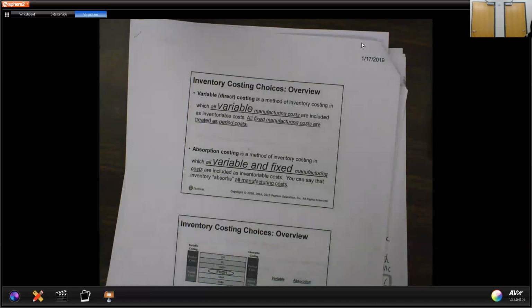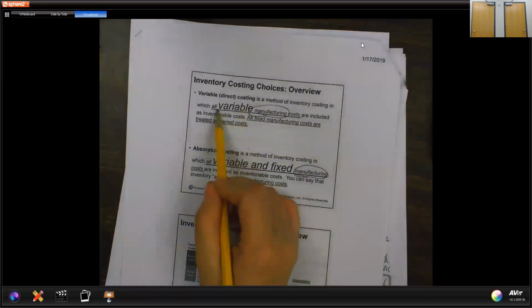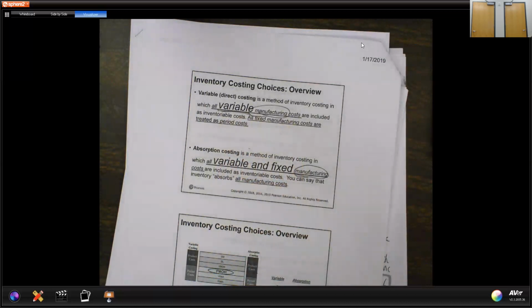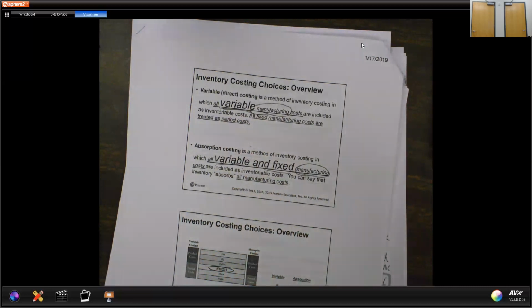So all the general administrative, sales, and accounting costs are period costs, no matter whether under variable costing or under absorption costing. They have to be manufacturing costs first. The main difference is that under variable costing, we only think about variable manufacturing costs, and absorption costing thinks of the variable and fixed manufacturing costs. So it absorbs all the manufacturing costs.